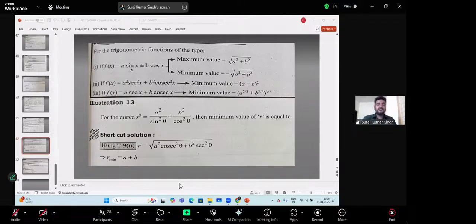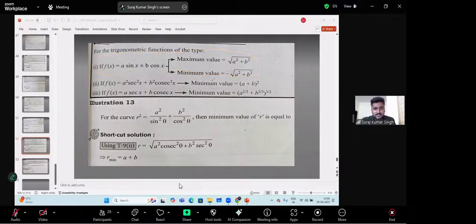So you will say the maximum is root over 8 square plus 6 square, that is 64 plus 36 equals 100, so the maximum comes 10 and the minimum comes minus 10. Like that, this result is very useful for getting the maximum and the minimum value. Okay, let us see another one.